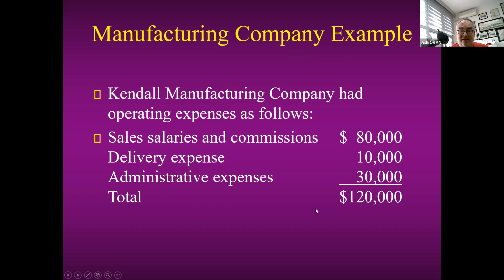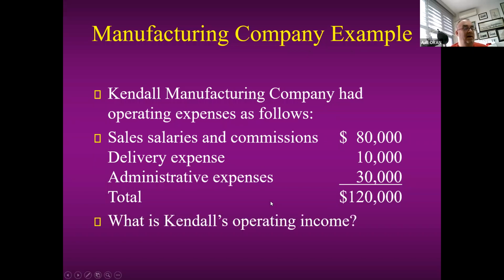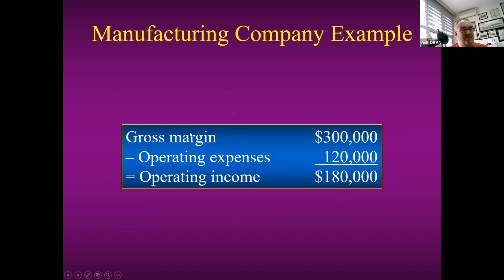So putting this information into our income statement as well, we end up with something that looks like this. Before, we had calculated the gross profit as 300,000, deducting operating expenses of 120,000, we end up with operating income or EBIT of 180,000.